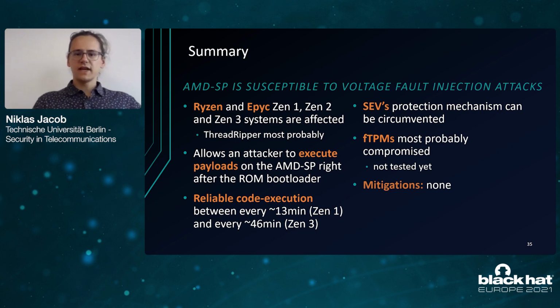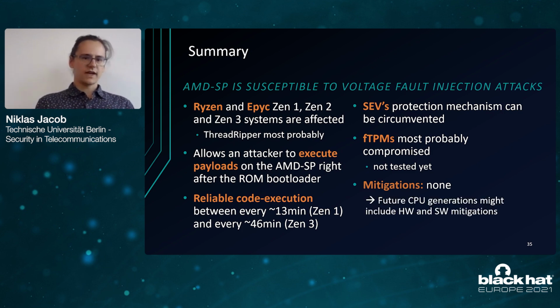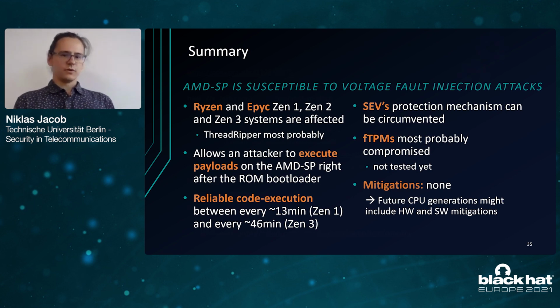And as far as mitigations go, there are no mitigations that AMD could introduce here. To fix this issue, we would need either hardware measurements or modifications to the ROM bootloader, most probably modifications of both components, which can only be done in a future CPU generation.